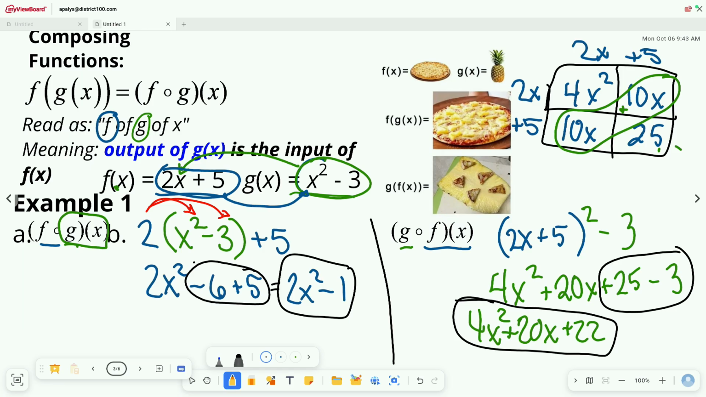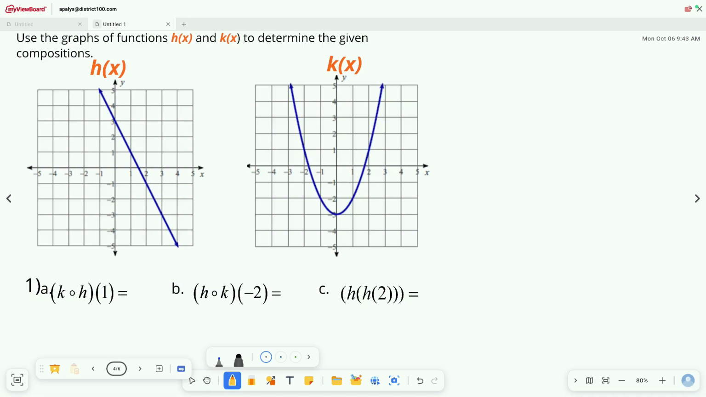Again, this is new, so if it feels a little uncomfortable, it should. That's normal. Okay? So just like when we were evaluating functions, you can evaluate a function when you have equations, but you can also evaluate when you have graphs. So we can also compose functions when we have graphs. So we have h of x and k of x. We work from right to left.